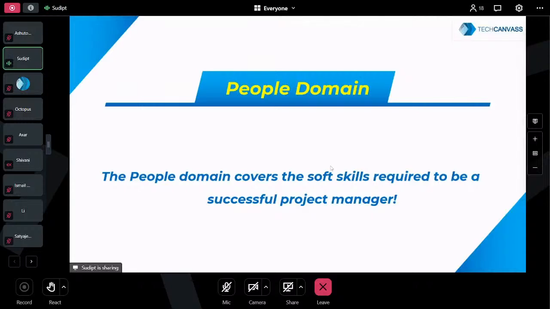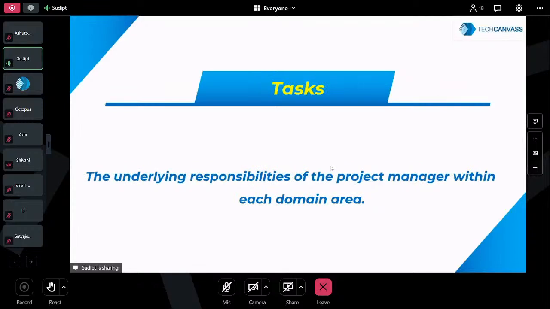Now, talking about the people domain, what exactly is it? The people domain covers the soft skills required to be good and successful project managers. From leading teams of project participants to building the teams themselves, and even ensuring the project team members have the training they need to be as effective as they can be. The people portion of project management is near paramount. Within each domain, we perform certain tasks. Now, what are tasks? Tasks are the underlying responsibilities of the project manager within each domain area.